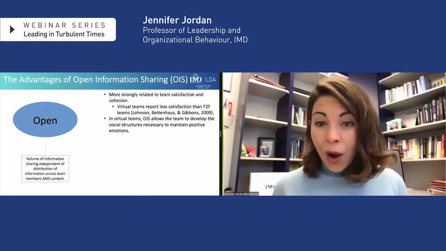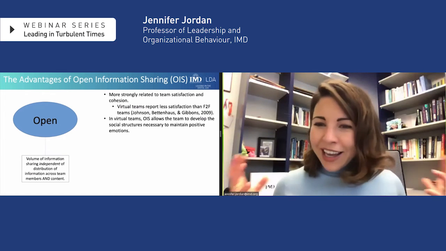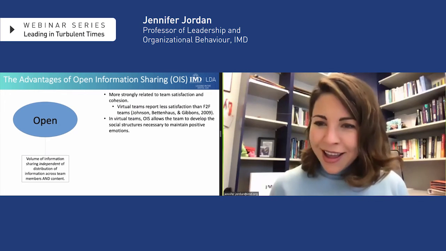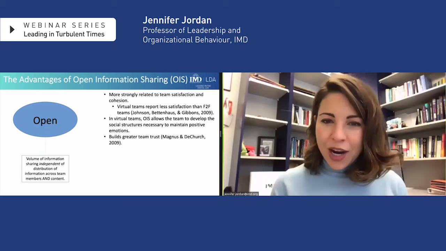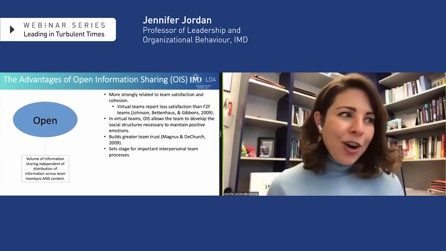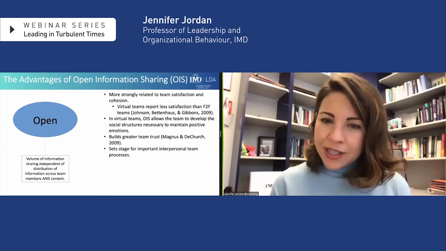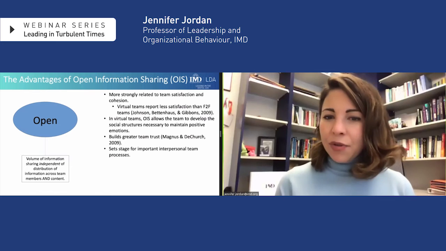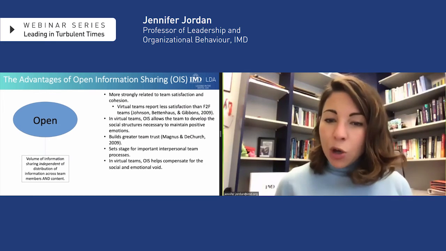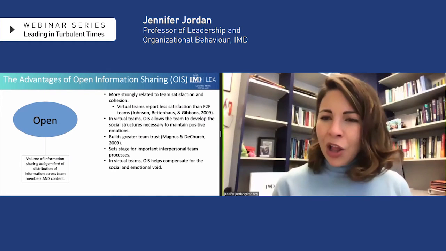Open information sharing, OIS, builds the social structures necessary to bring important emotions into team interaction. So it helps people to bond. It helps people to have the positive emotions that are necessary for good bonded interactions. As I said, it builds greater team trust when we share open information. Maybe we talk about our dinner last night we had with our family. It gives us a window into people's lives. And as I said, it also sets the stage for important interpersonal processes. And in virtual teams, when we share that open information, it helps to compensate for that social void. As I said, it connects us to people. It makes them feel more real.